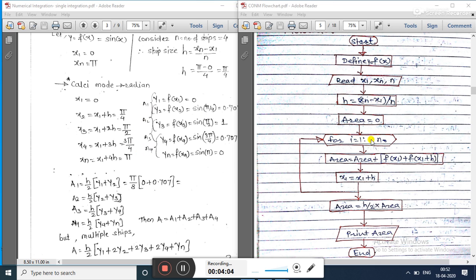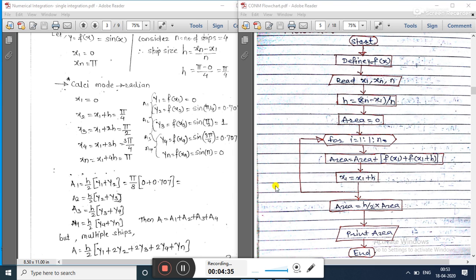A single strip is an area, so it will be increased by 1. I starts from 1, increased by 1, and ends at n, the number of strips. How many areas are there? 4 areas. So n is the stopping condition. Then area is equal to area plus. A repetitive variable will be used, so the last area will be added to calculate the new area. Okay, so the last area is 0.